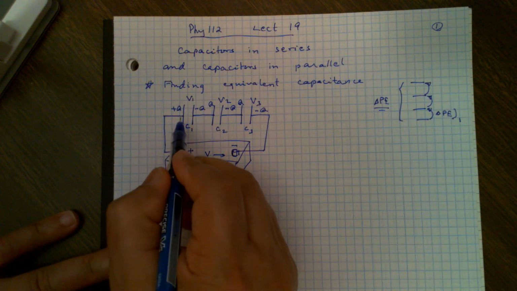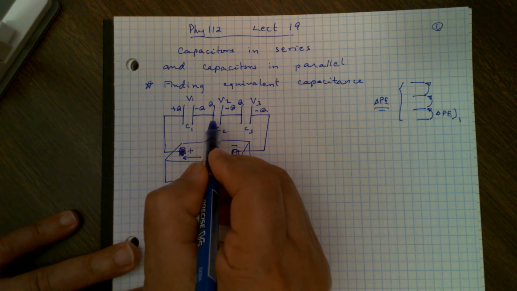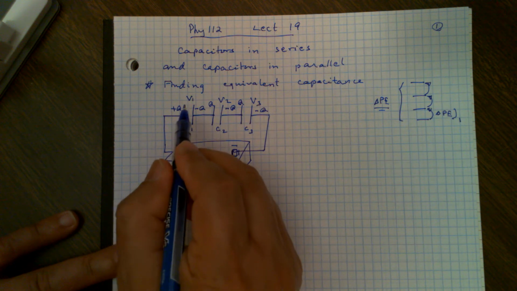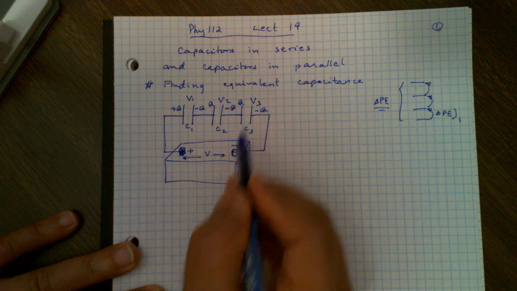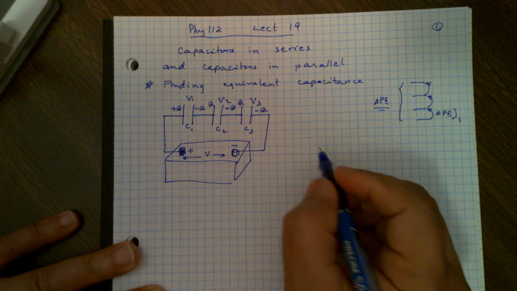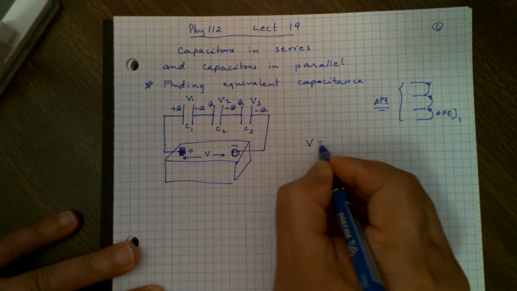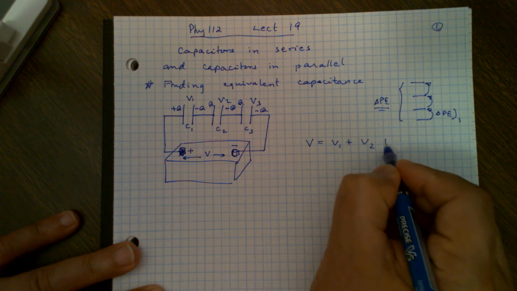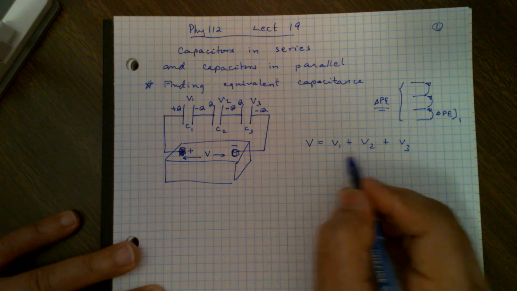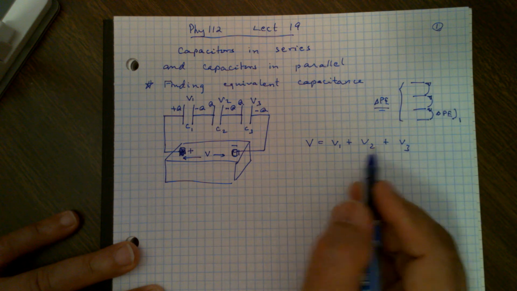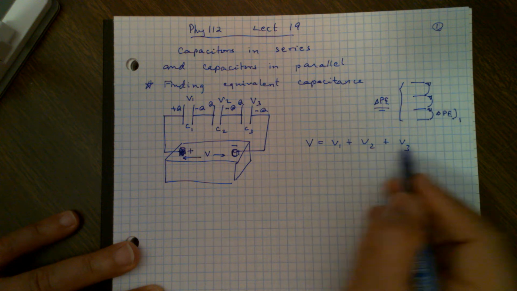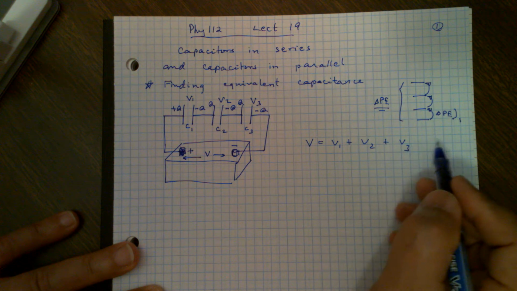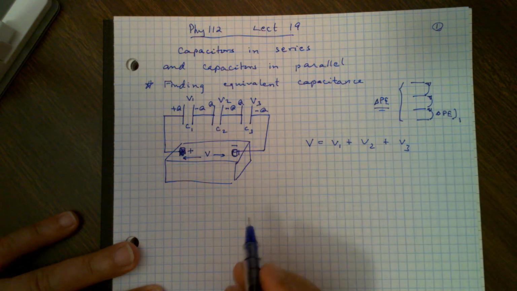Similarly, the voltage drop here is V1, the voltage drop here is V2, the voltage drop here is V3. Then if I add V1 and V2 and V3, it must be the same as V. So the first equation we write down is V is equal to V1 plus V2 plus V3. So if you have more, then I write more. And if you have less, let's say 2, then I write only 2. If I have 5 capacitors, I'll write 5. V1 plus V2 plus V3 plus V4 plus V5 and so on.